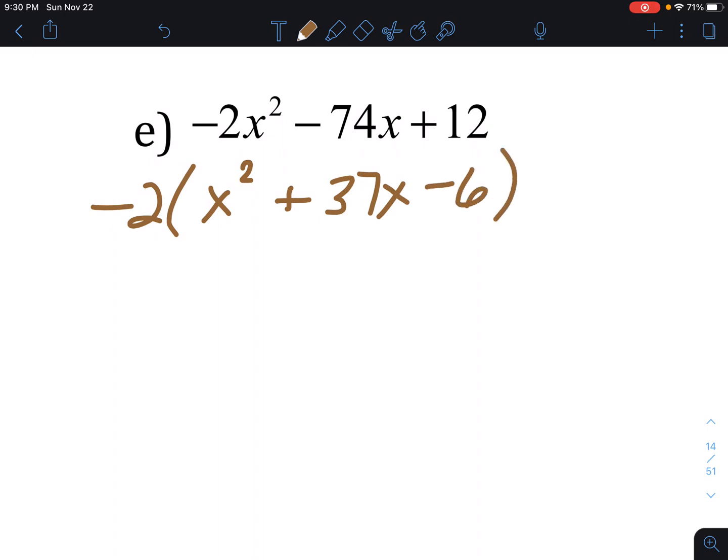Now, believe it or not, does that factor? No. There are no numbers that will multiply to get negative 6 and add up to 37. So that guy is actually done. The purpose of this problem was just to introduce the new rule of when your first term is a negative, factor out a negative.